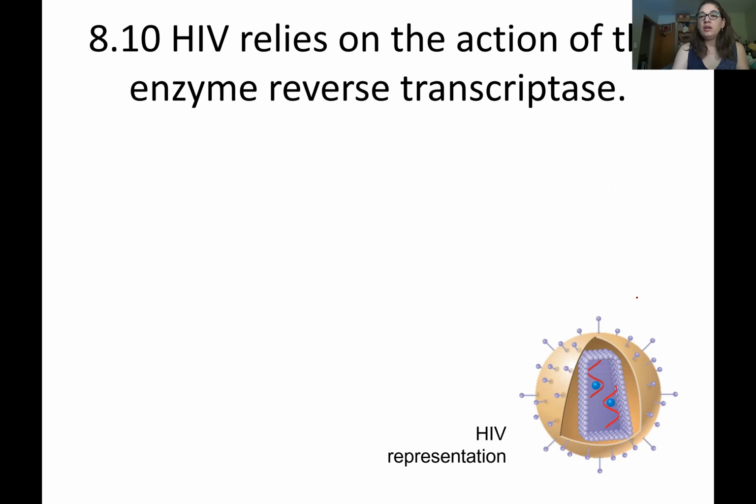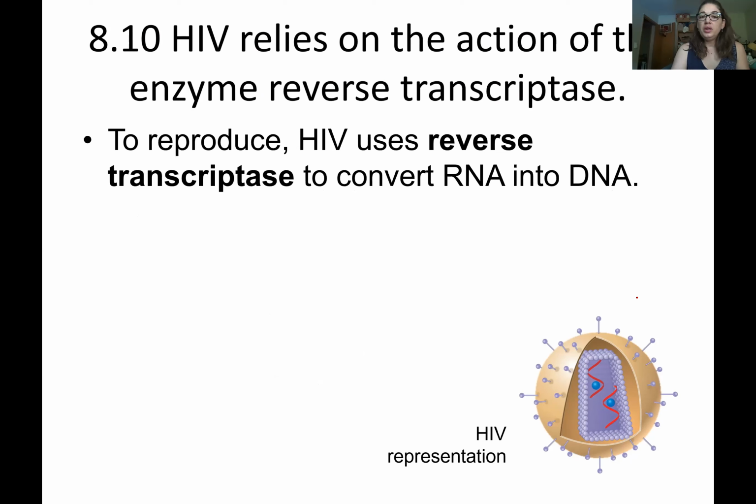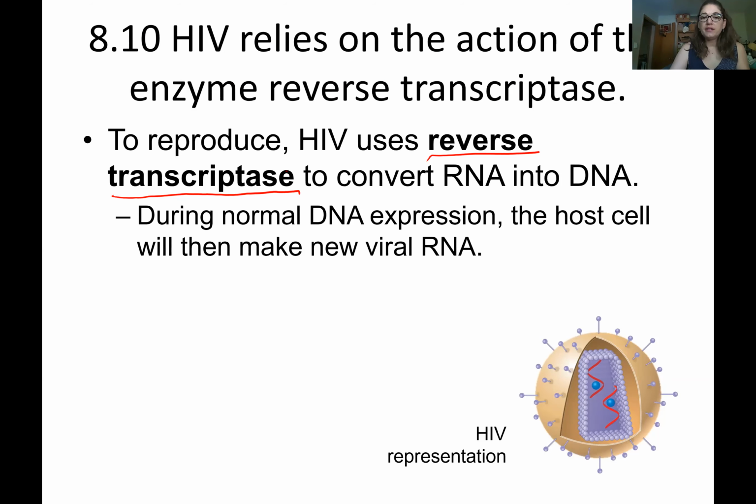HIV relies on an enzyme to be able to replicate. So in reproducing, it has to use the enzyme reverse transcriptase. And this converts that viral RNA into DNA. So it's going backwards. That's why it's called reverse transcriptase, because typically we copy DNA into RNA. But if we start with RNA, we have to have a way to make DNA. So that enzyme reverse transcriptase is the key to that.